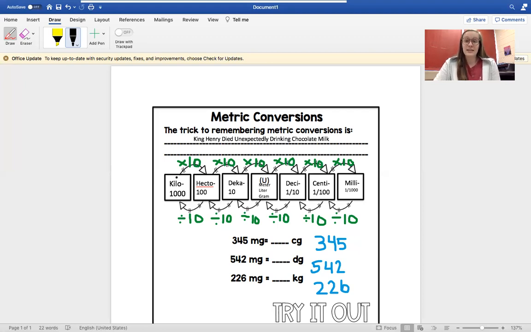So this one's a little different because if you see on our chart, when you move to the right, you are actually multiplying by 10. And when you move to the left, you are dividing by 10. So kilo to hecto, you multiply by 10. Hecto to kilo, you divide by 10. Okay, so now that you have it written down, you have it in your memory, we are going to practice it.